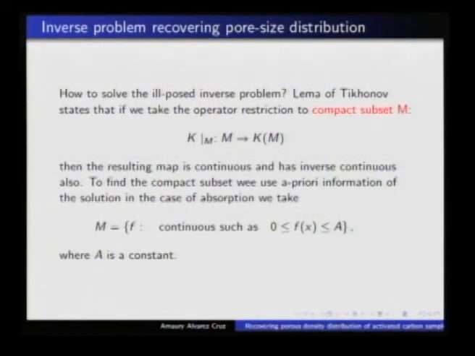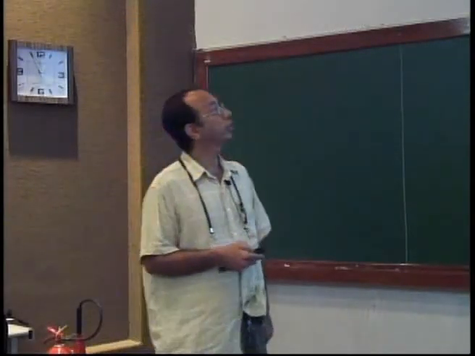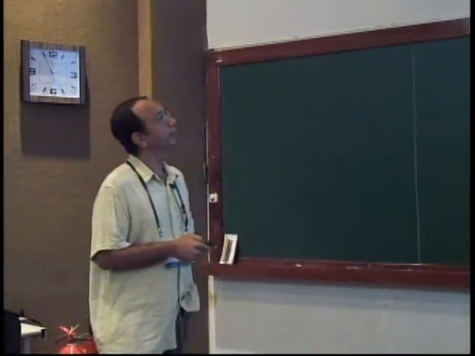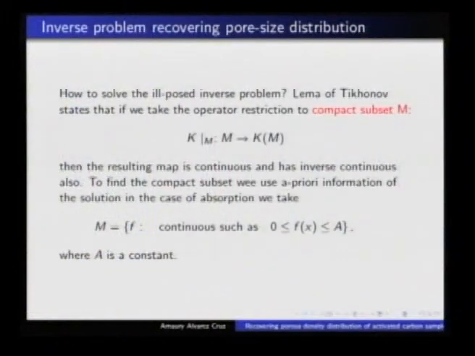Then, how to solve the problems in operational equation? Well, we use the Tikhonov lemma. This lemma states that if we take the restriction of the compact operator to some compact subsets, we have a new map. It's no more an operator, it's a map. The resulting map is continuous and has a continuous inverse also. This is the way to obtain the possible feasible solution in those compact subsets.